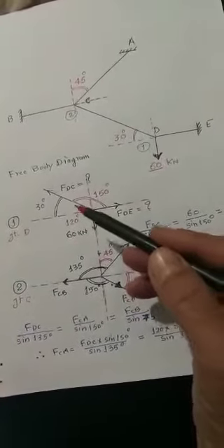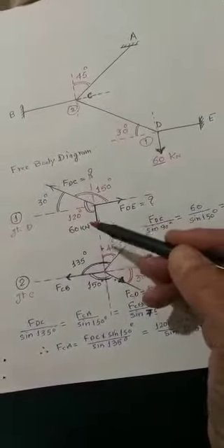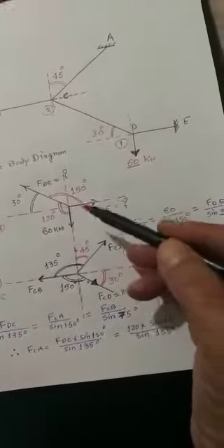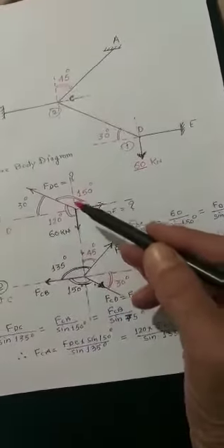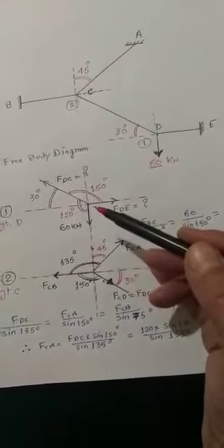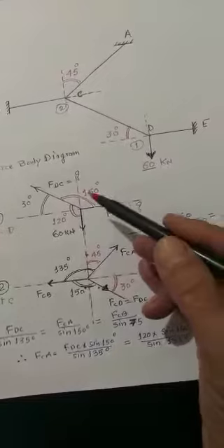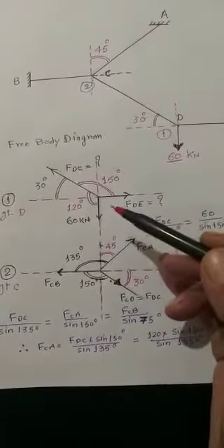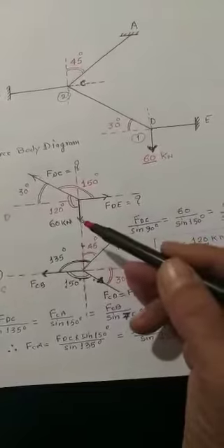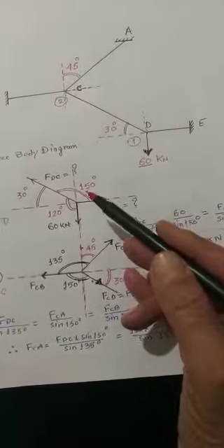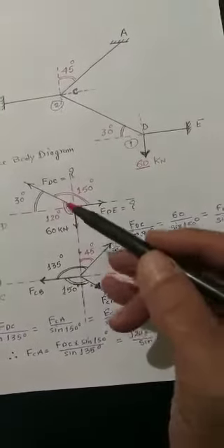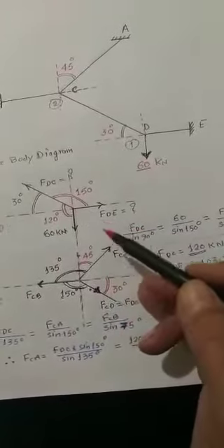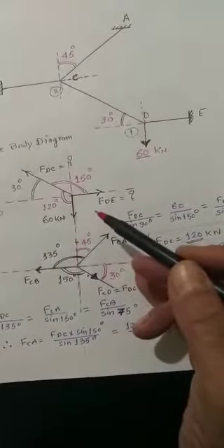When this 30 degrees is given, I think you can very easily calculate the whole angle, 90 plus 30. Similarly, with this 90 given, the second angle is known, and the third angle of 150 degrees can be very easily calculated. Once these angles are known, using Lami's theorem, 60 upon sine of 150 is equal to FDE upon sine of 120 degrees and FDC upon sine of 90 degrees. I have not mentioned that 90 degrees, but it seems to be 90 degrees.